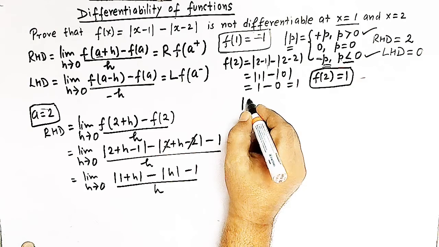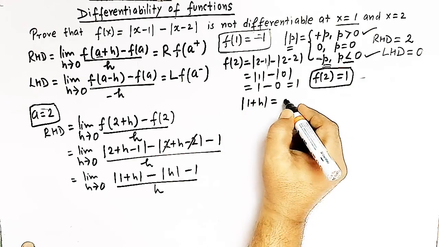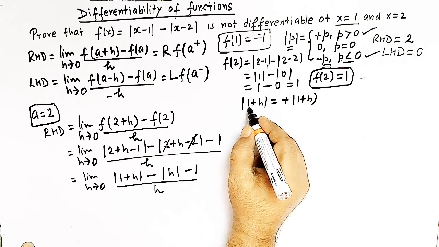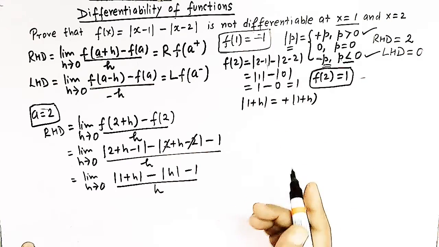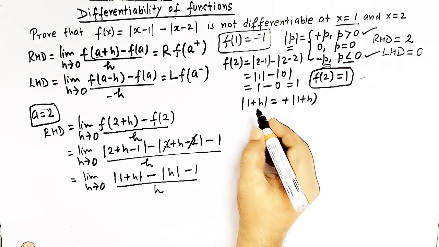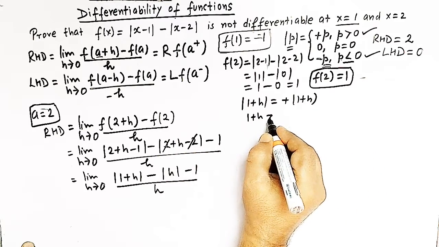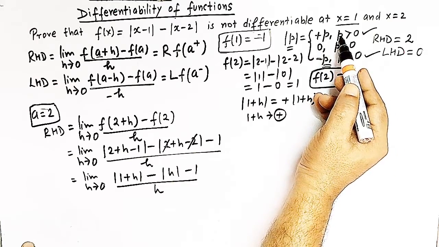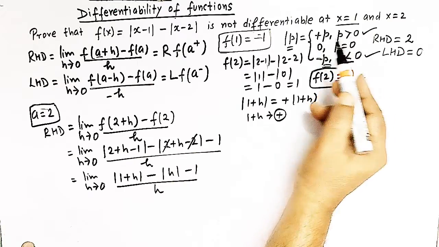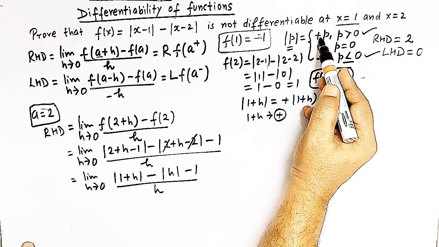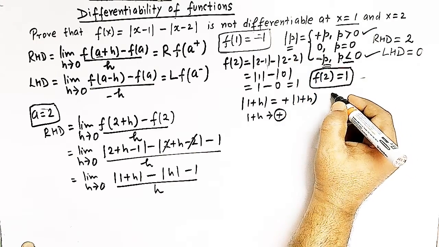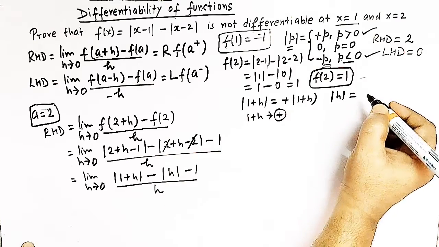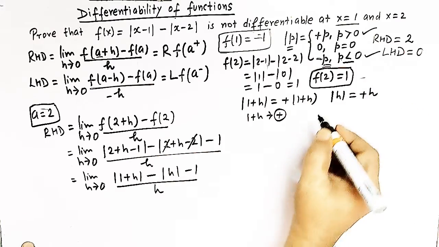So mod of 1 plus h is simply equal to positive 1 plus h, because h is a positive quantity, 1 is also a positive quantity, so 1 plus h is always going to be positive, right? And due to this definition, when p is positive, p is greater than 0, mod of p is equal to a positive p. And similar is the case with mod h, and mod h is equal to a positive h because h is a positive quantity, right?